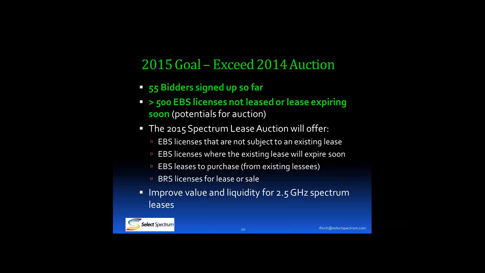we have. And then just to provide a little bit more background, in addition to those EBS licenses where there's either no existing lease or the existing lease will expire relatively soon, we're also offering leases that might be held by a commercial operator that's willing to sell those leases. And that's happened in the past. We have a number of those signed up for this year as well. And then BRS licenses. Those can be leased to a commercial entity, or they can actually be sold. So we're having both possibilities in that case.